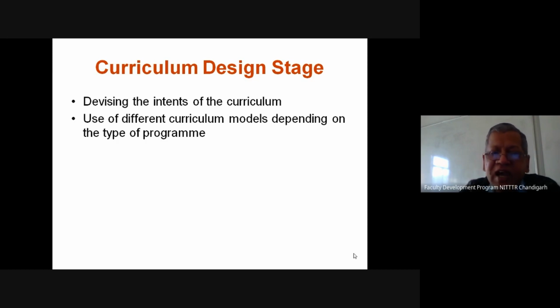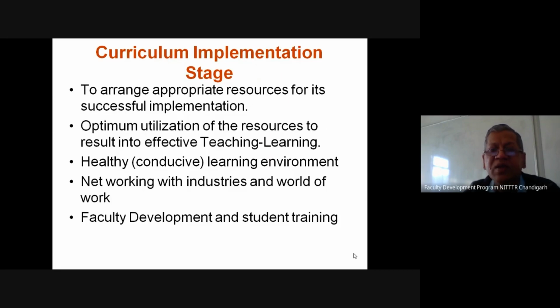Then after that, my friend, what is the third stage? The third stage is curriculum implementation. And who will implement the curriculum? Our client will implement the curriculum. Our job is to design the curriculum. Our job is to revise and update the curriculum.